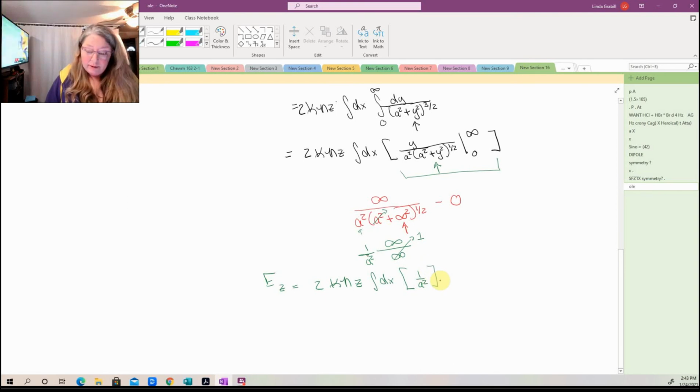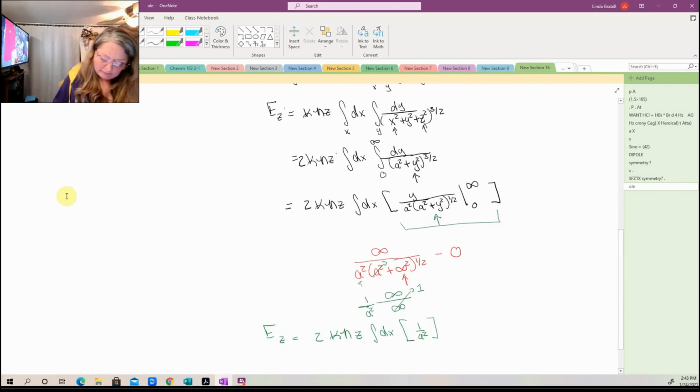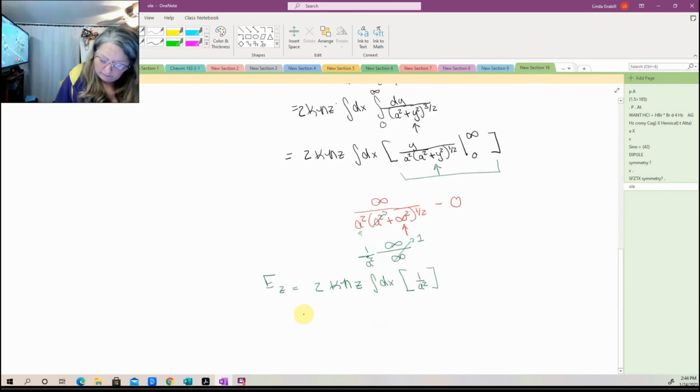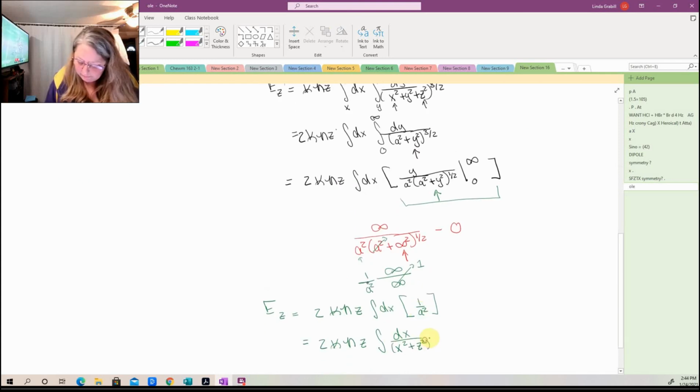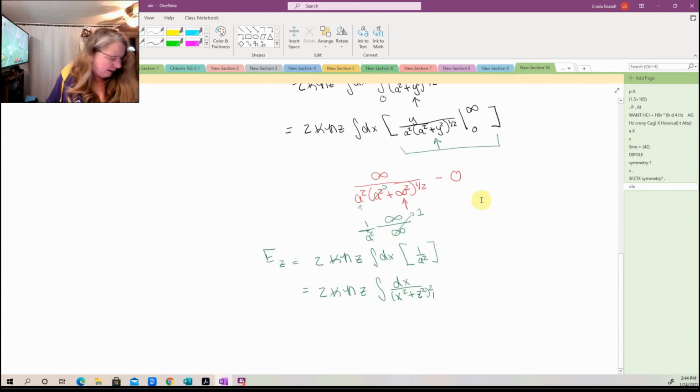Now, before I ignore that a squared, let's remind ourselves what a squared equals. A squared is x squared plus z squared. So I'm going to have this equals 2k eta z times the integral of dx over x squared plus z squared. Yep, just wanted to double check, and that quantity is squared. Cool. Now we're going to have the same limits here.